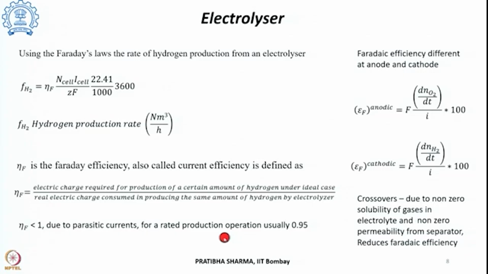Now this Faradaic efficiency, or the current efficiency, is different for the different electrodes. The anode, at which the oxygen evolution reaction occurs, is always more demanding, or the reaction is much slower than the hydrogen evolution reaction which occurs at the cathode side. Now this can again be represented, on the anodic side, by the Faraday's constant and the rate at which the gases are evolved times the actual amount of current being consumed, and the same goes for the cathodic side.